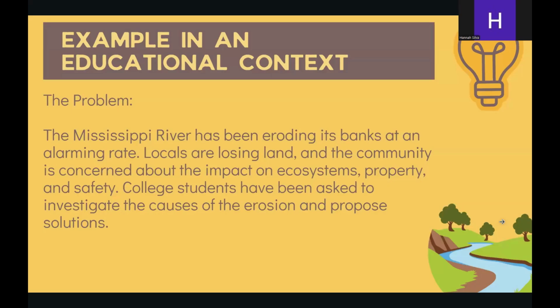So next is just an example that I came up with. So the problem at hand is the Mississippi River has been eroding its banks at an alarming rate. Locals are losing land and the community is concerned about the impact on ecosystems, property, and safety. College students have been asked to investigate the causes of the erosion and propose solutions. So this is an example in an educational context.